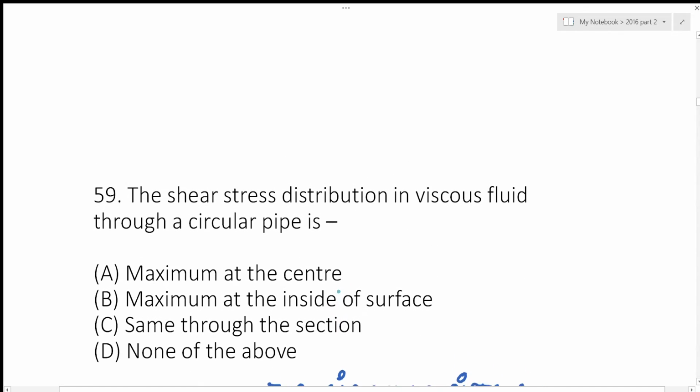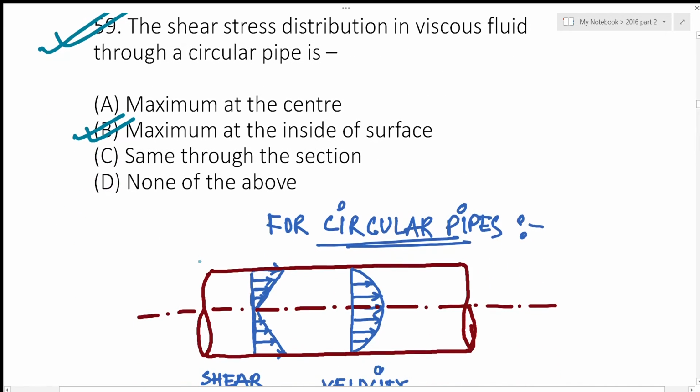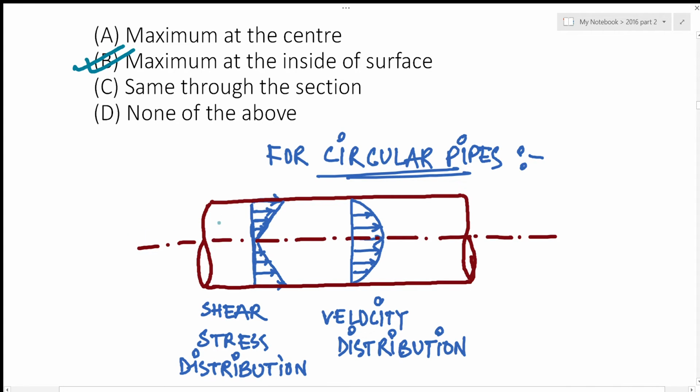The next question is, the shear stress distribution in viscous fluid through circular pipes. Now the answer for this particular question is, it is maximum at the inside surface. Now let's see, this is actually the shear stress distribution of circular pipes. As you can see, it is maximum at the inside surface and minimum at the center. Another question that can be asked from here is, what is the velocity distribution type and where is it maximum? This is parabolic in shape, and it is maximum at the center, and minimum at the surfaces.